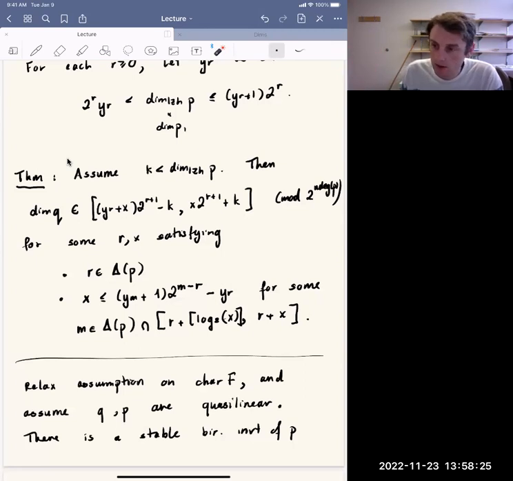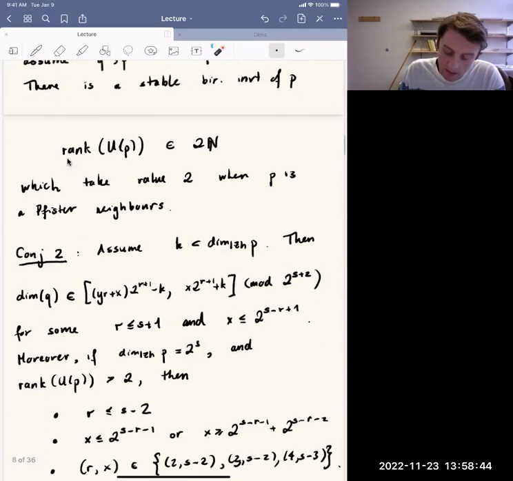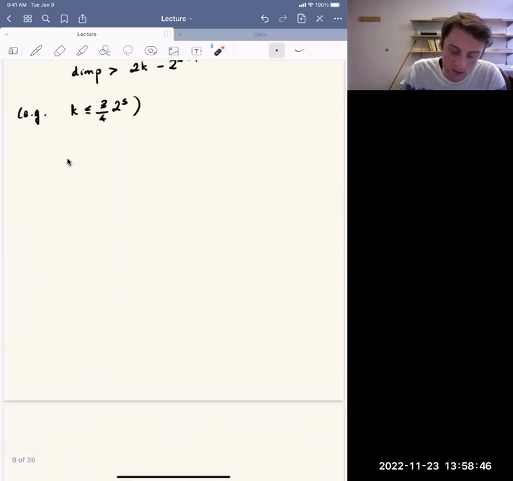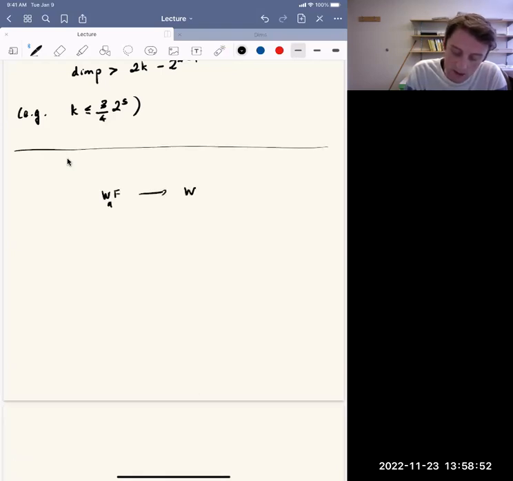So you might predict that if you take a sufficiently generic form in the non-singular case, you get the same thing, that the dimension of q should be between minus k and k modulo some very large power of 2. But in the non-singular case, something weird happens. It's sufficient to think about the kernel of the map on the Witt group.